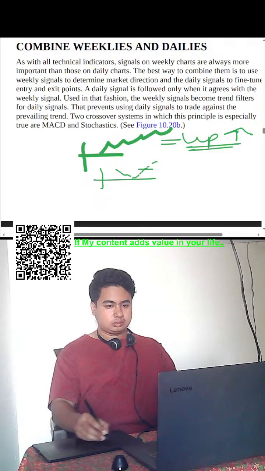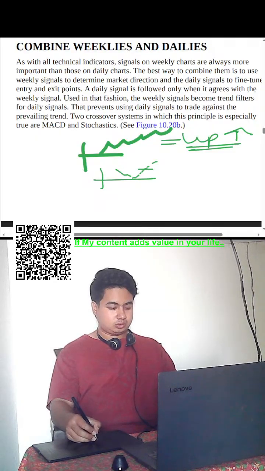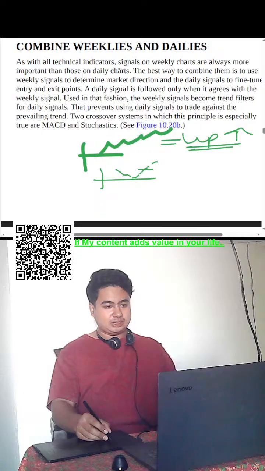Cool. So that's what the author is trying to say. As with all technical indicators, signals on weekly charts are always more important than those on daily charts. The best way to combine them is to use weekly signals to determine market direction and the daily signals to fine tune entry and exit position. A daily signal is followed only when it agrees with the weekly signal. So both of them should be in the same direction.